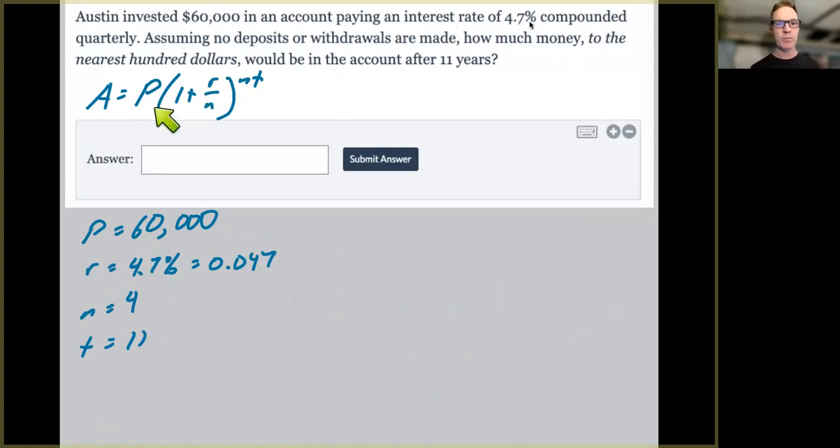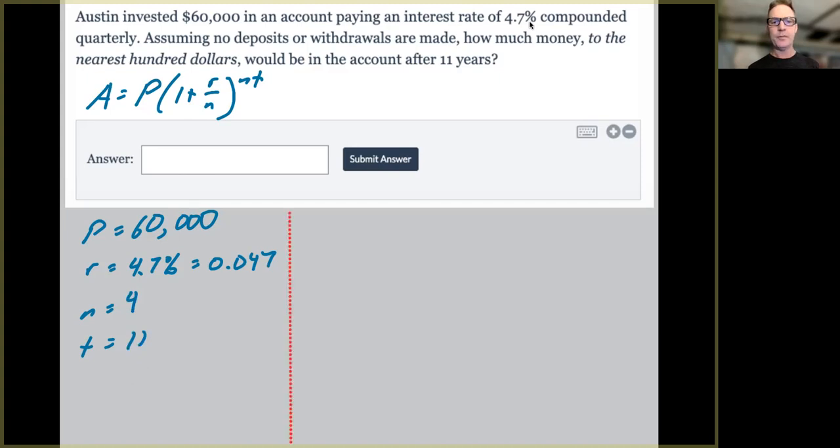So again, here's our formula. The principal amount is 60,000. That's the starting amount. Interest rate is 4.7%, 0.047. Compounding in this case would be 4 because it's quarterly. There are 4 quarters in a year. So it's like paying every 3 months. 4 quarters, 3 months, 4 times 3 is 12. And then it's for 11 years. So N is 4, T is 11.